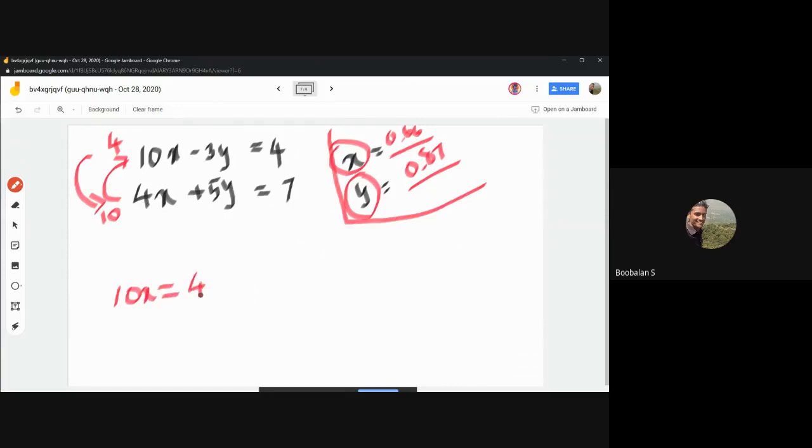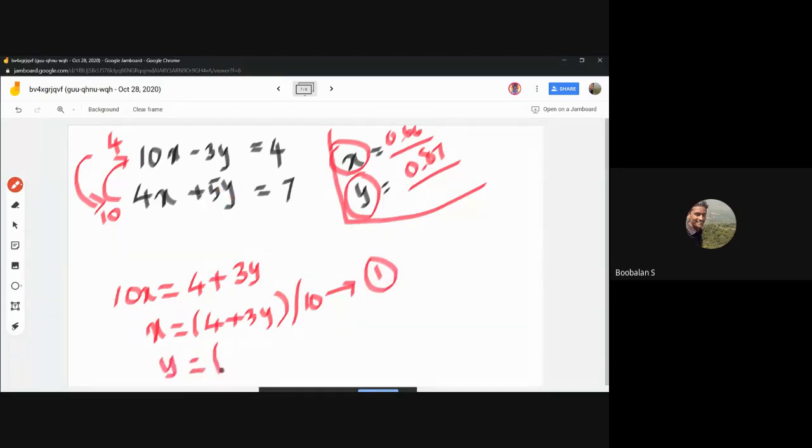Now the remaining things, just bring them to my right side. 4 plus 3y. Now this has x alone over here. So 4 plus 3y whole divided by 10. This is the value for x, equation number 1. In the same way, in the second equation they calculate only y. So y equal to 7 minus 4x, now coming to my right side, 7 minus 4x whole divided by 5, since the 5 is now a divisor. This is equation number 2.